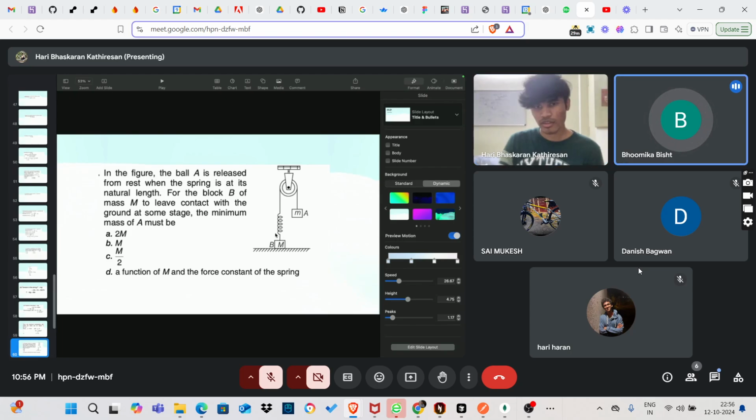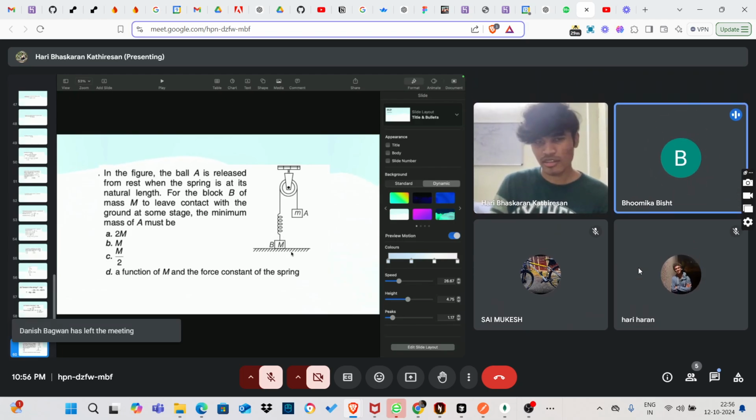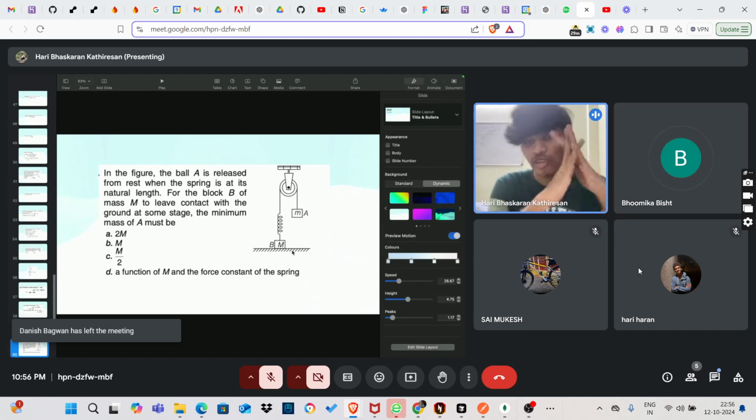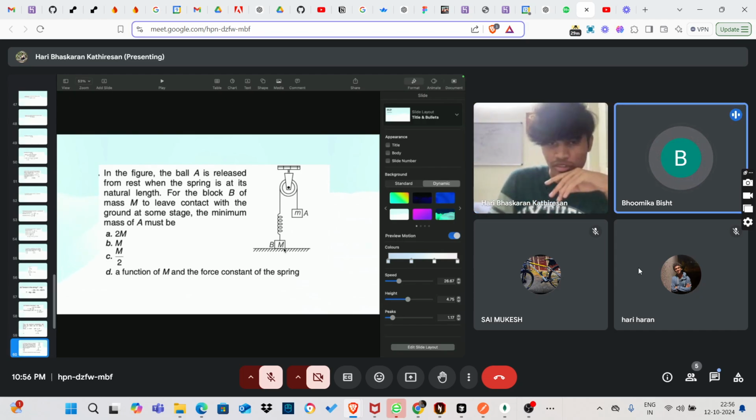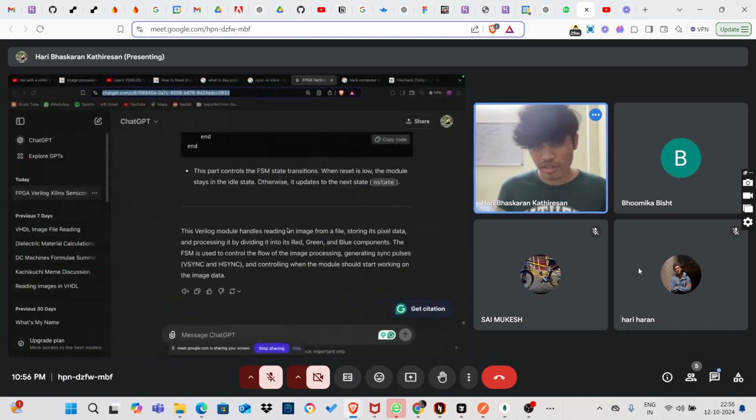Now tell me the free body diagram for capital M. It will be mg downwards and kx naught downwards. Why is kx naught downwards? Because the spring will elongate. One second, one second.